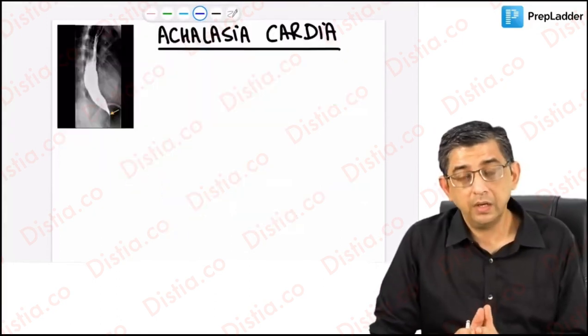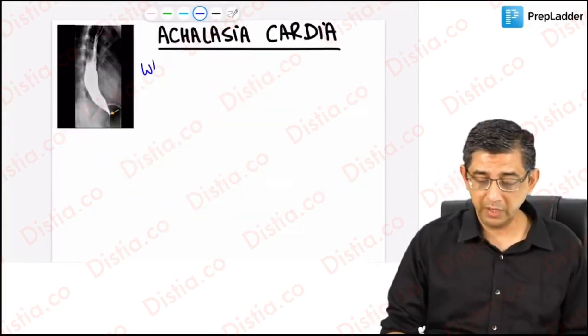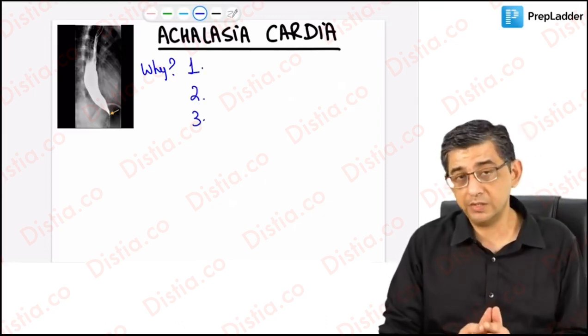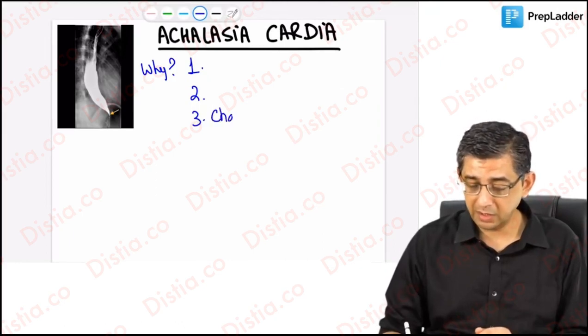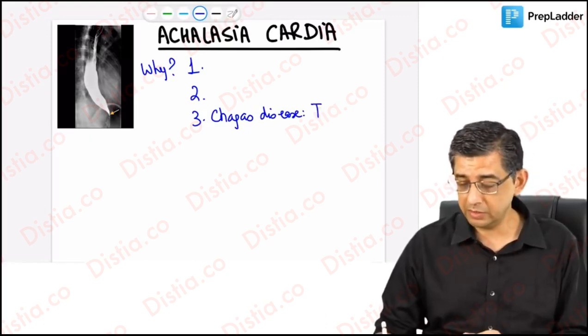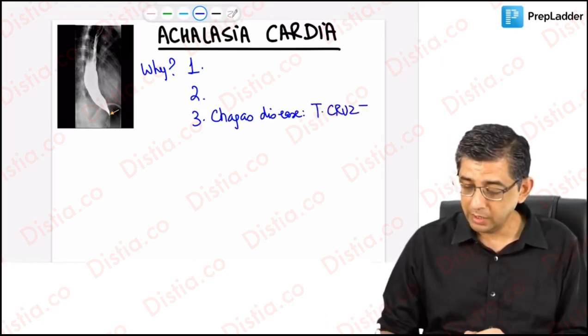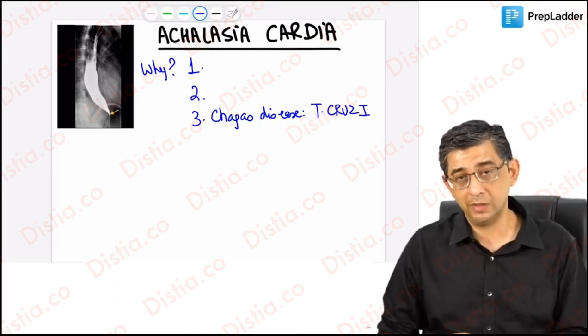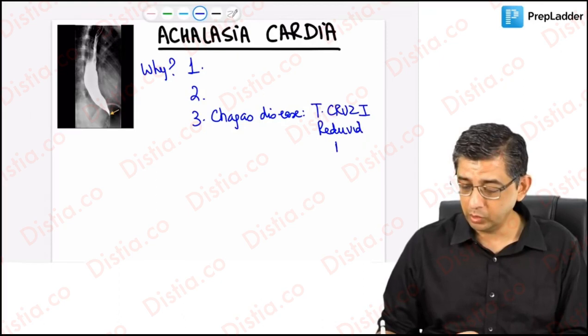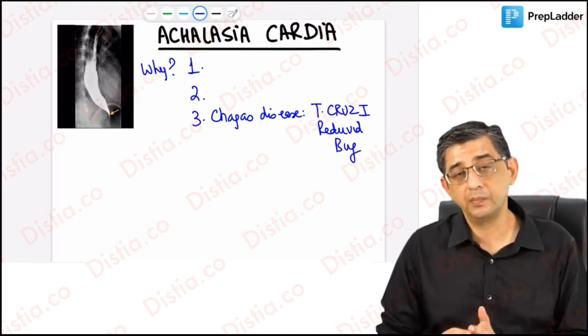Coming to achalasia cardia, the first question that comes up is why would it be developing? Well, one of the important causes from the South American perspective can be Chagas disease. Most guys can answer that very easily. Chagas disease is transmitted by the reduviid bug. The organism, as you are aware, is Trypanosoma cruzi. And well, this disease is more common in South America. So can you think of a relatively more common cause than Chagas disease?